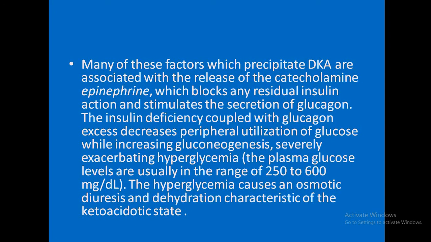Now talking about the acute complications, the most important one is DKA in type 1. So many of the factors which precipitate DKA, like illnesses and starvation, are associated with the release of catecholamine epinephrine. This blocks any residual insulin action and it stimulates the secretion of glucagon. The insulin deficiency coupled with the glucagon excess decreases peripheral utilization of glucose and it increases the gluconeogenesis. This leads to an exacerbation of hyperglycemia, and the hyperglycemia causes an osmotic diuresis and dehydration, which is very characteristic of the ketoacidotic state.